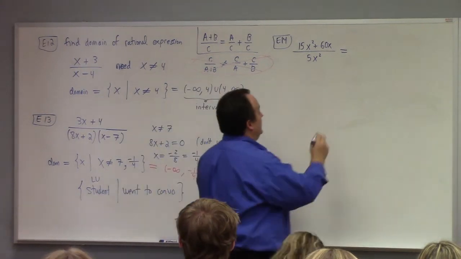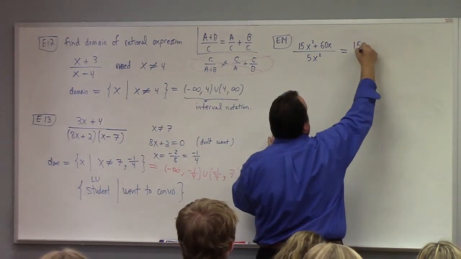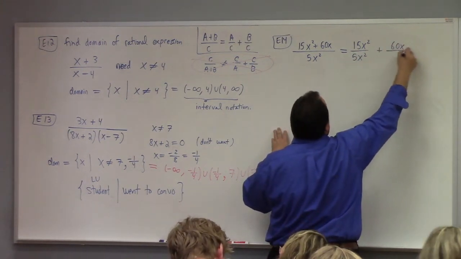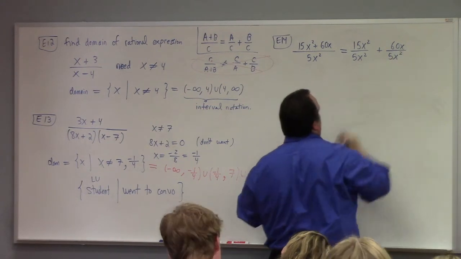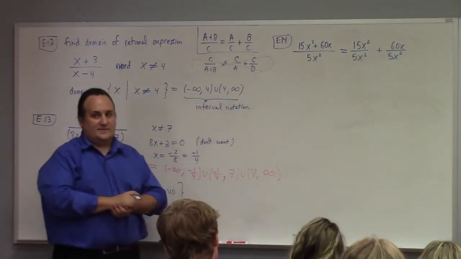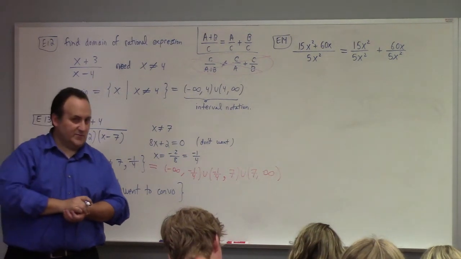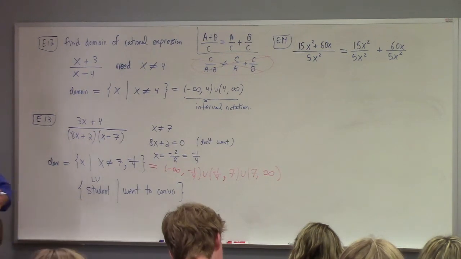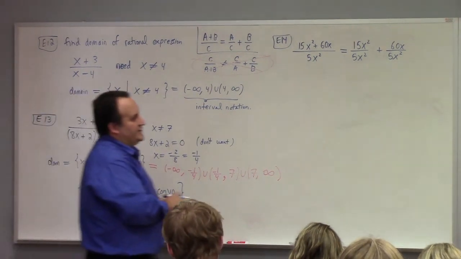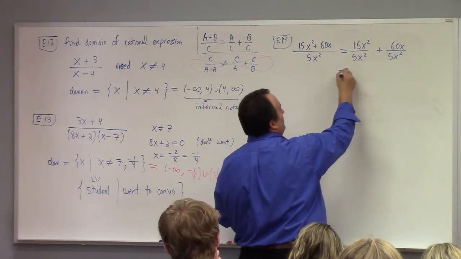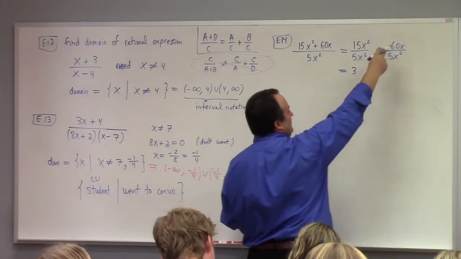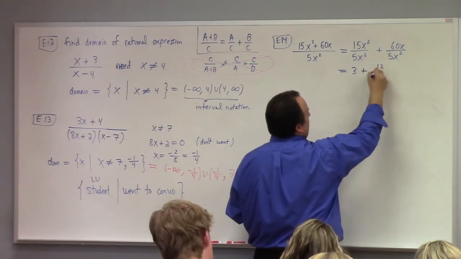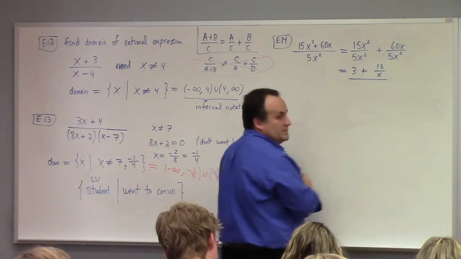So, here we go: 15x squared over 5x squared plus 60x over 5x squared. Some of you are like, where did the second 5x squared come from? The answer is algebra. 15 over 5 is 3. X squared over x squared is 1. So we get 3 for the first term. 60 over 5 is 12. X over x squared is 1 over x. So we get plus 12 over x. There you go.